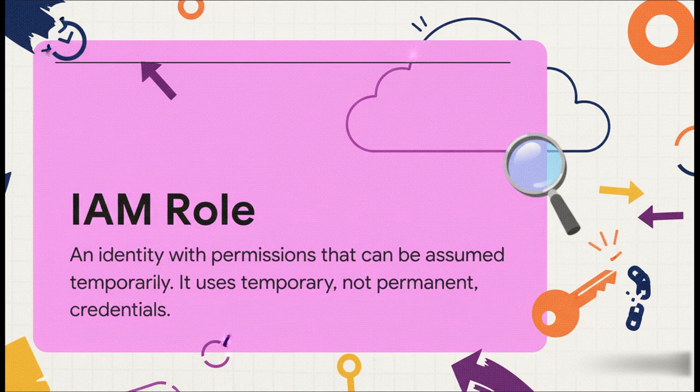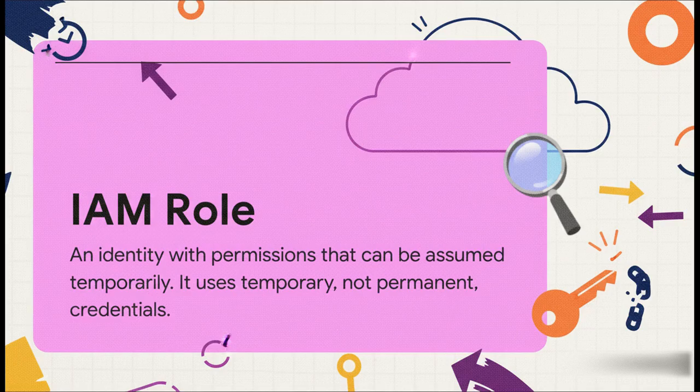And then there's the IAM role. Now this one is really important, and it's probably the most secure and flexible option. Think of a role as a temporary visitor pass. It's not tied to one person permanently. Instead, a trusted user or even another AWS service can assume this role for a little while to get a job done. The best part? It uses temporary keys that just disappear after a short time.